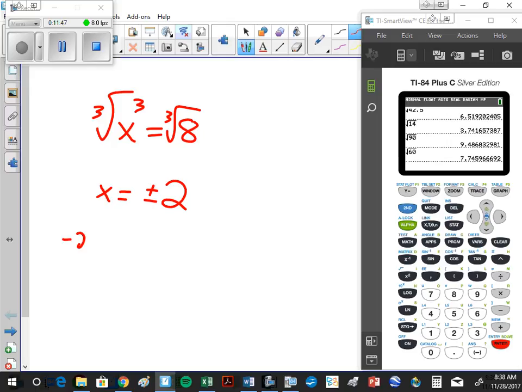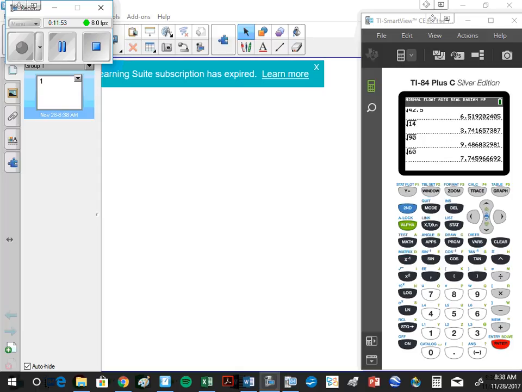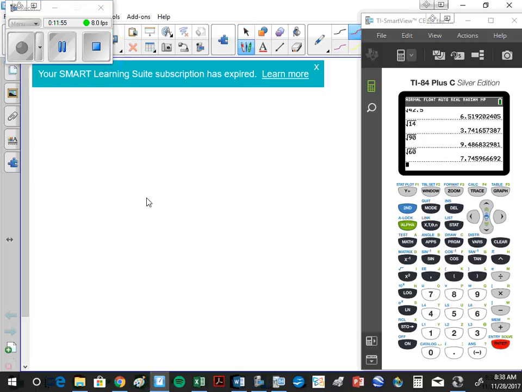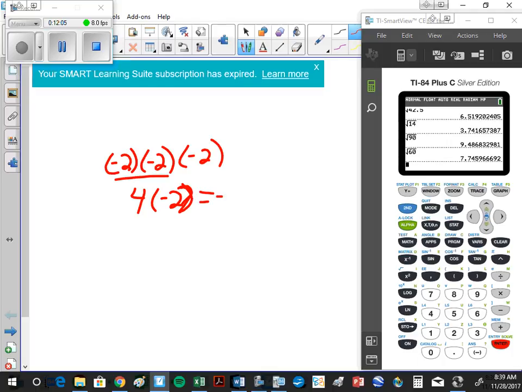Right. If I had negative 2 times negative 2 times negative 2, these two make a 4, but when I bring in that third negative, now we have negative 8.